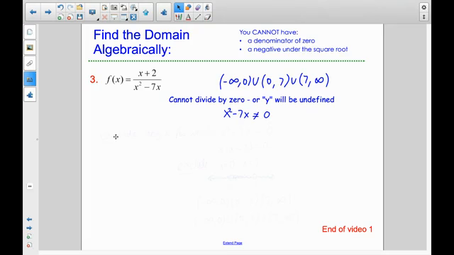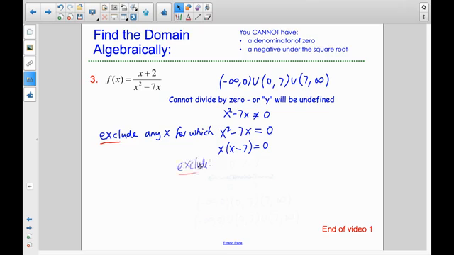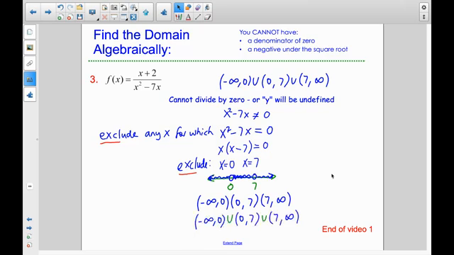So what we're going to do here is exclude any x values for which it does equal 0. This is quadratic, so let's factor it, use the zero product rule, and exclude. This one gives us x equals 0, and that one gives us x equals 7. Put those on your number line. Everything else is good apart from just those two values. So in interval notation, you could write it like that without the unions in between them, or you can put those unions in if you want.